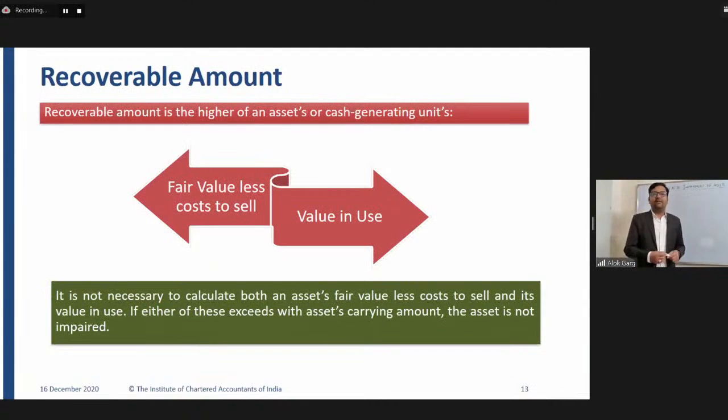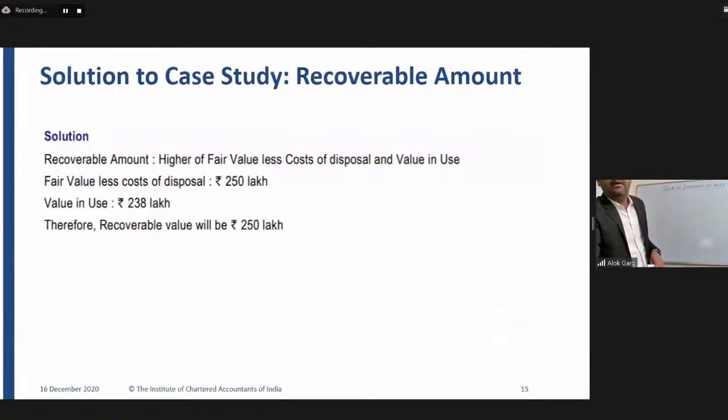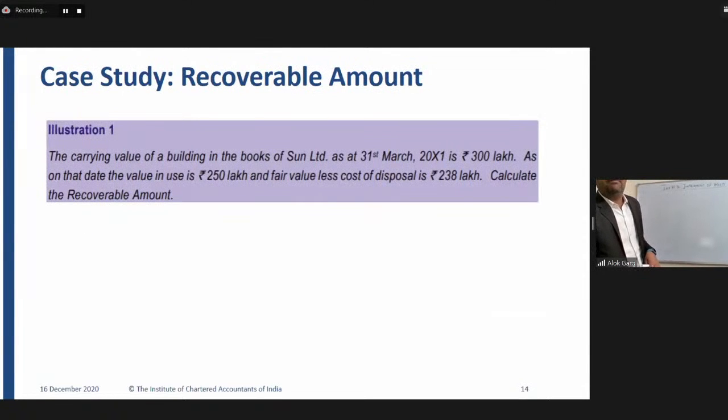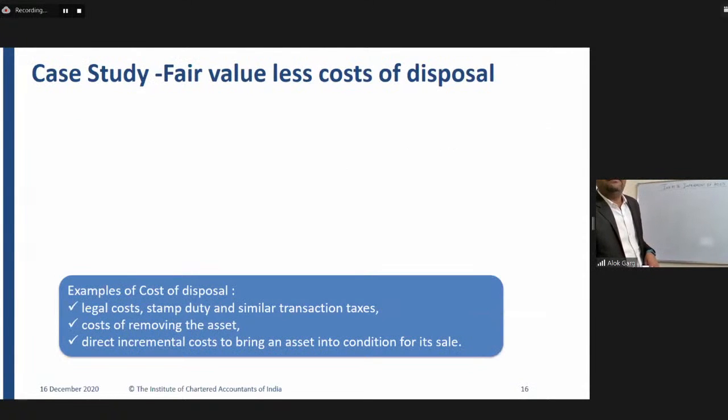Then we discuss recoverable amount, fair value less cost to sell, and value in use. We understood that since recoverable amount is the higher of these two, if an entity has calculated one amount, let's say fair value less cost to sell, and it is already higher than the carrying value, then there is no need to calculate value in use, or vice versa. Then we discuss this illustration number 1 from Institute study material.